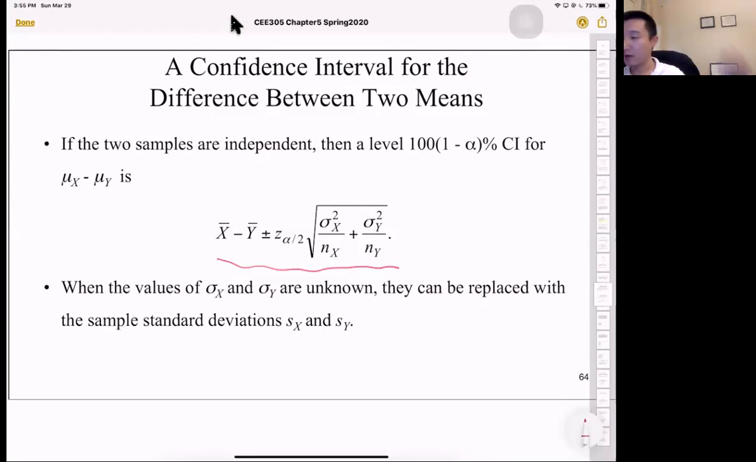This is z half alpha. This is the sample mean of x, the sample mean of y, the standard deviations, and the sample sizes for x and y. If we do not know the population standard deviation, we can use the sample standard deviations Sx and Sy instead.